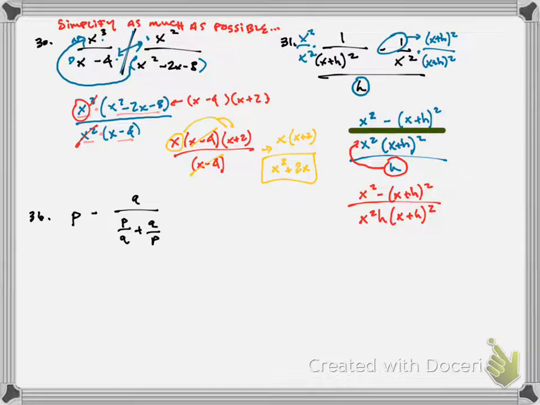Okay. Now, I want to say very clearly, because I've seen a number of students do this, you don't distribute the negative until after you've expanded the square of the binomial. So expand the square first and then distribute the negative. So let's do that. We've got x squared minus x squared plus 2xh plus h squared. So I skipped a step there.